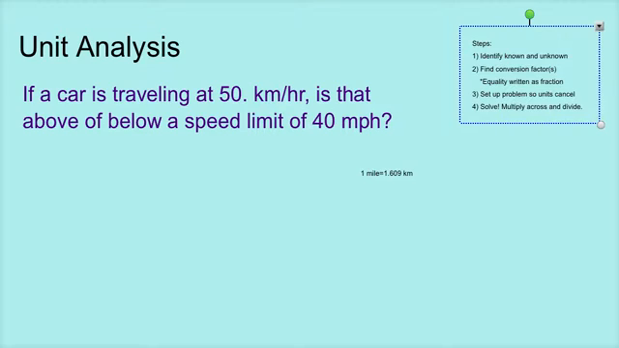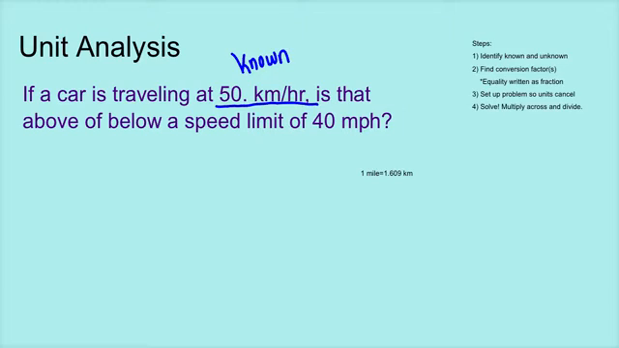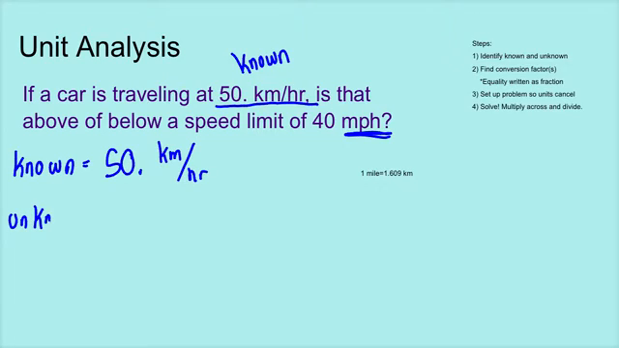Okay. If a car is traveling at 50 kilometers per hour, okay, there's my known. Is that above or below a speed limit of 40 miles per hour? So in this problem, my known is 50 kilometers per hour. My unknown is I want to know what that is in miles per hour. Miles per hour is typically written like that. If you wanted to make it look more similar to that, we would rewrite it like this.